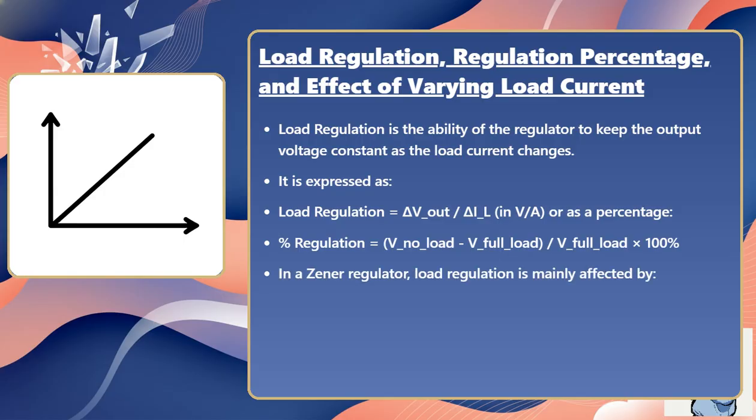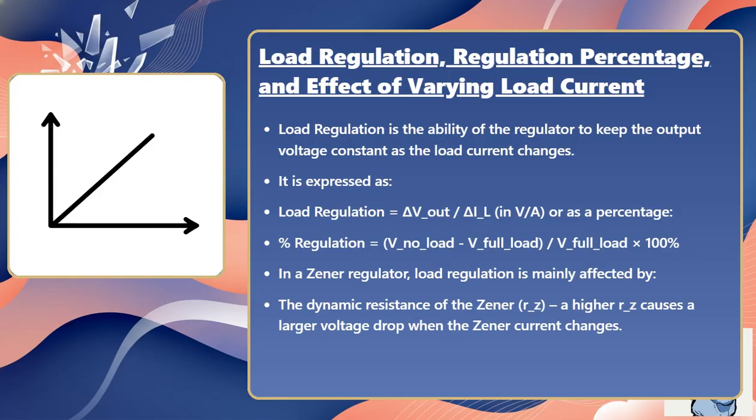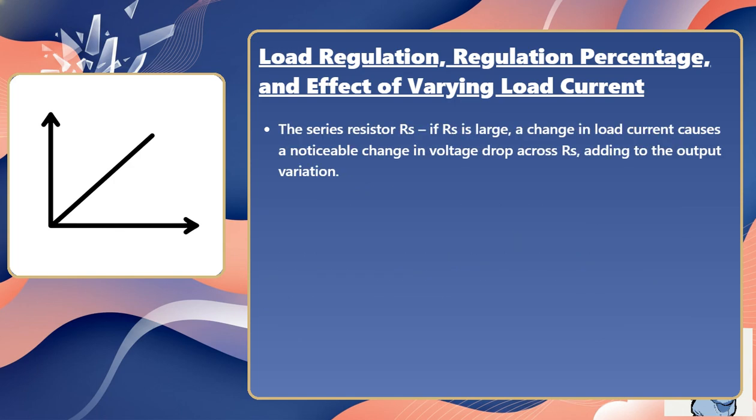In a Zener regulator, load regulation is mainly affected by the dynamic resistance of the Zener, R sub Z. A higher R sub Z causes a larger voltage drop when the Zener current changes. The series resistor RS also matters: if RS is large, a change in load current causes a noticeable change in voltage drop across RS, adding to the output variation.